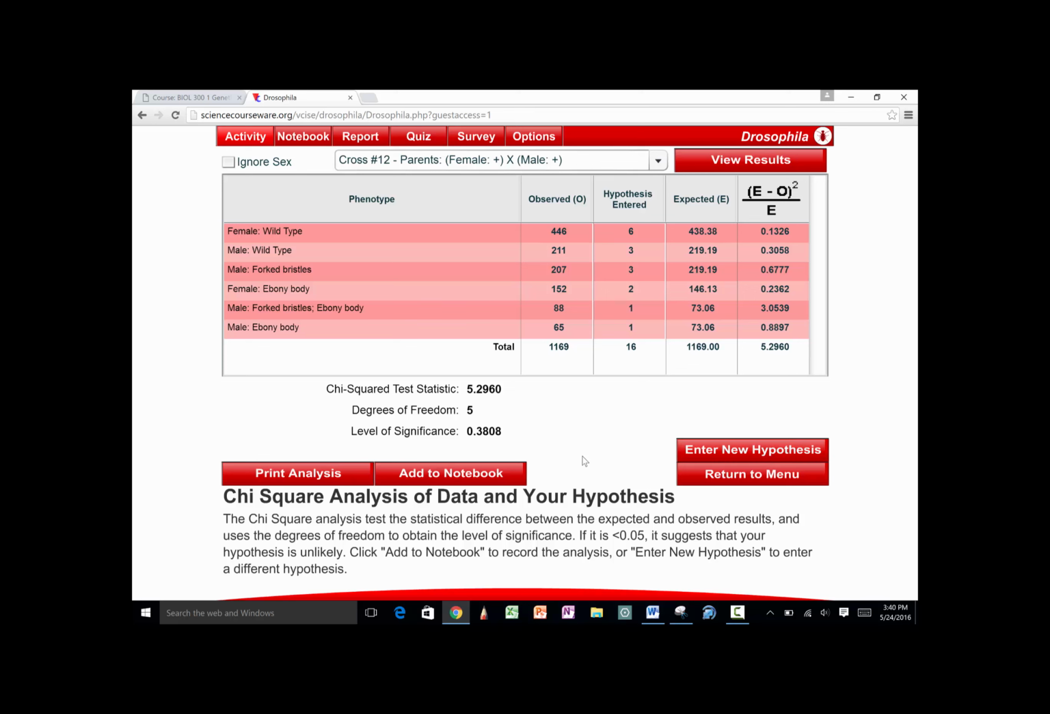Test it. Got it. The old 6 to 3 to 3 to 2 to 1 to 1 ratio. The key here is, once you go through everything, it seems pretty confusing, but just figure out what you need to do for each gene independently and then multiply them together. So I'm digging that hypothesis.